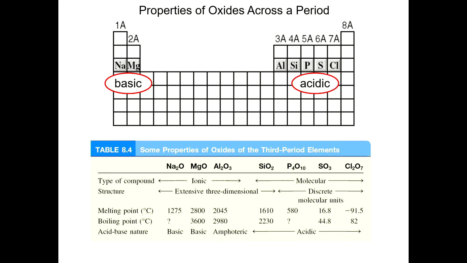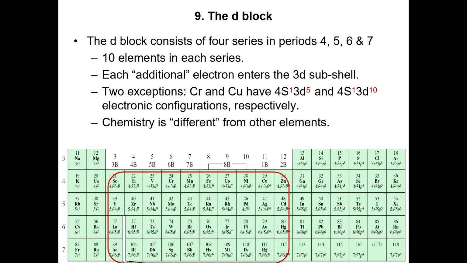Okay, so just now we introduced some common properties of the representative elements. So now we introduce the d block metals. Basically, this part of the elements is called the d block metals. They have 4 series, and each one has 10 elements.